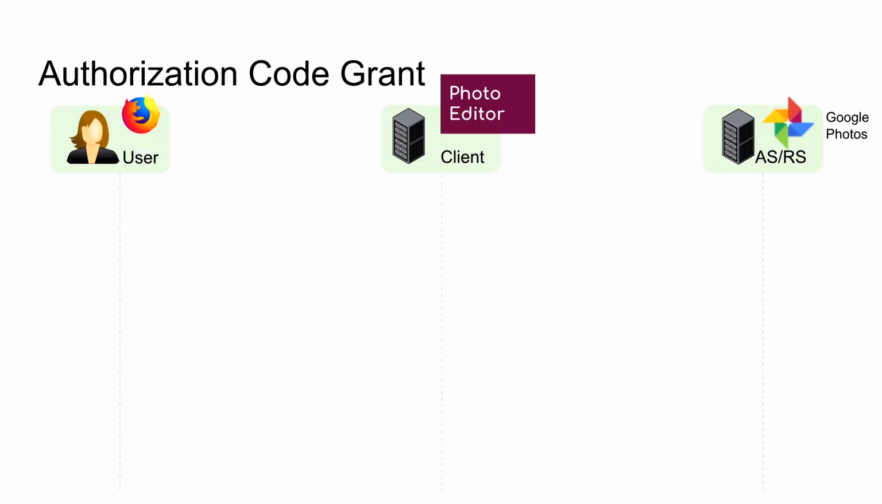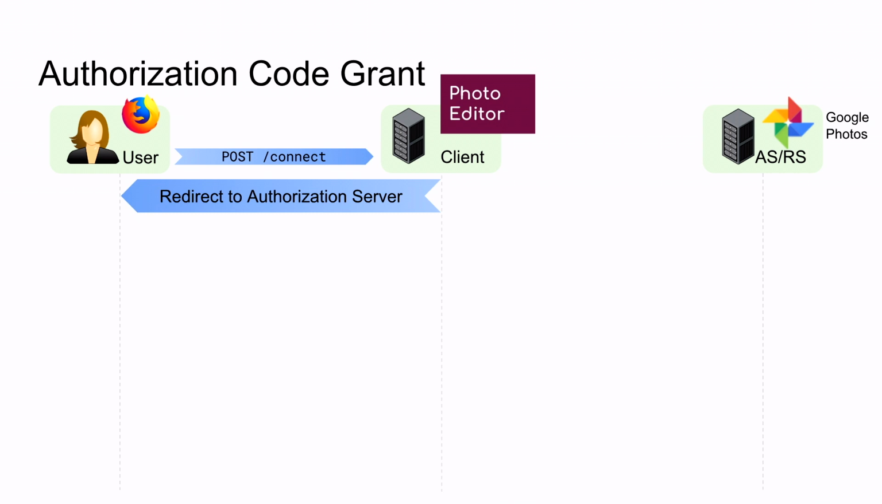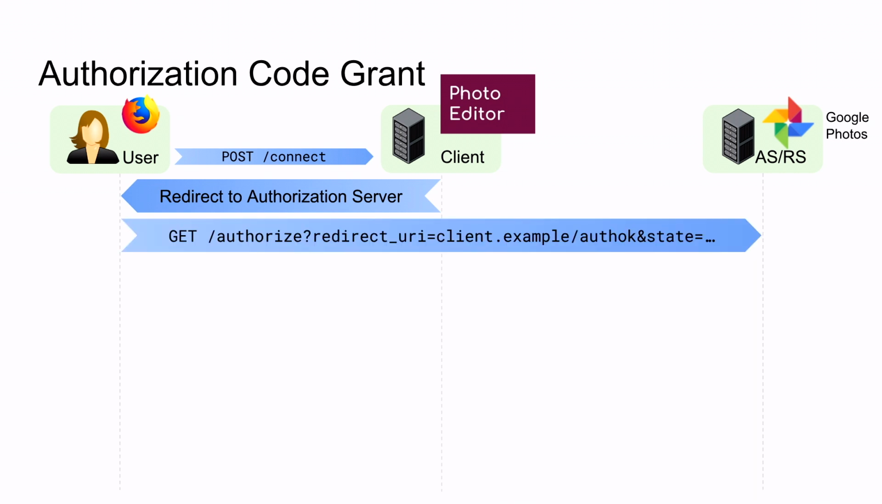Now, OAuth knows 4 different grant types. And the most important one is the so-called Authorization Code Grant type. And this works as follows. First, the user says, OK, connect the photo editor app to my Google account. And then the photo editor app, here acting as the OAuth client, will create an authorization request. That will be sent to the user, and the user's browser will be redirected to the authorization server of OAuth.